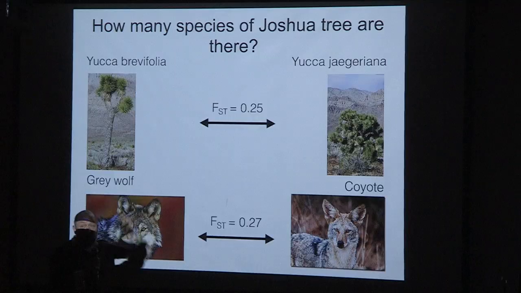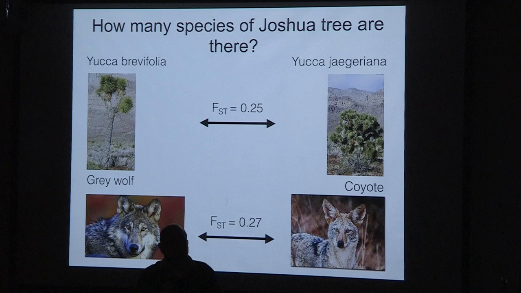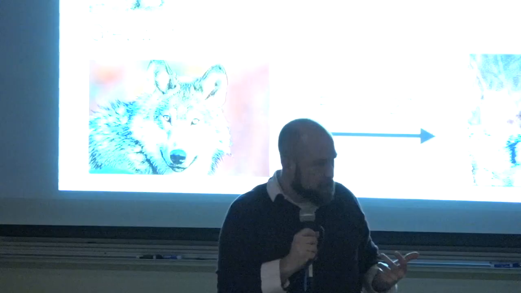So I think we could have a really interesting argument about whether coyotes and wolves are different species. They do hybridize, as a matter of fact. Not very often, but they do. But I'm going to say for most people, when they talk about different species, coyotes and wolves are different things. And so by the standards that most people would agree on, brevifolia and jaegeriana are as good species as coyotes and wolves are. Does that make sense?